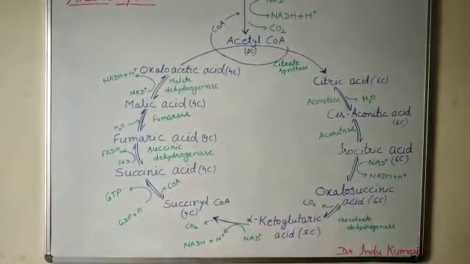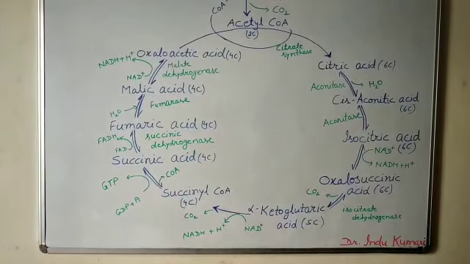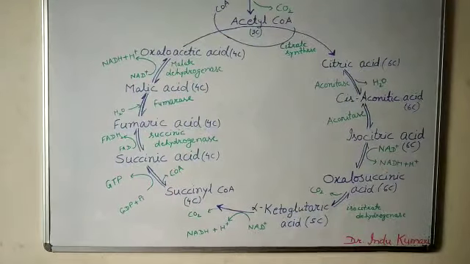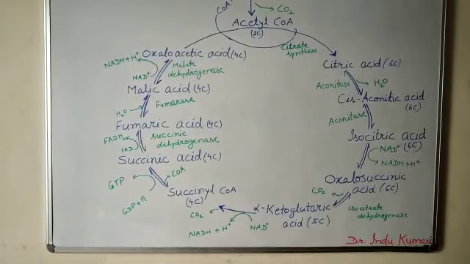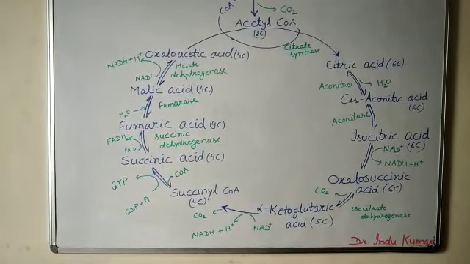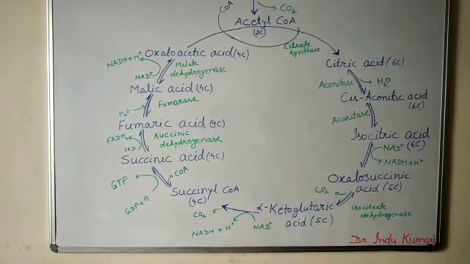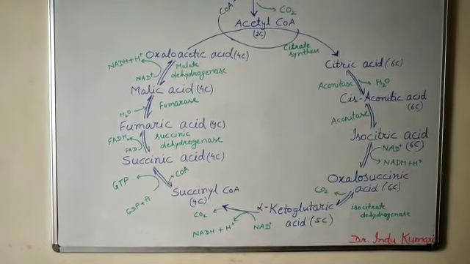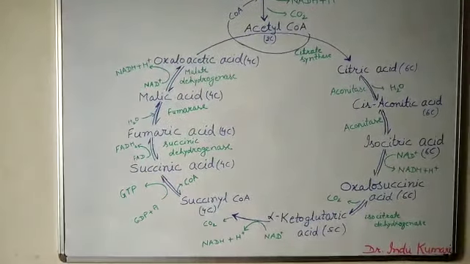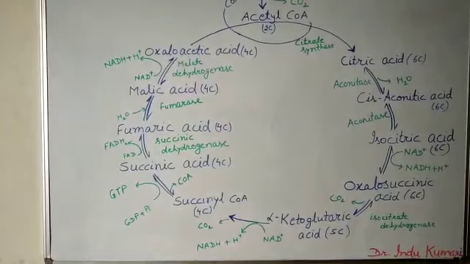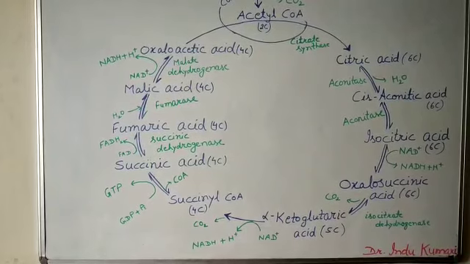Alpha-ketoglutaric acid reacts with coenzyme A and NAD in the presence of alpha-ketoglutarate dehydrogenase, and under decarboxylation and dehydrogenation produces succinyl coenzyme A, CO2 and NADH plus H plus. Succinyl coenzyme A undergoes a series of complex reactions in the presence of a cofactor and gives succinic acid, releasing coenzyme A. One molecule of ATP is generated in this reaction.